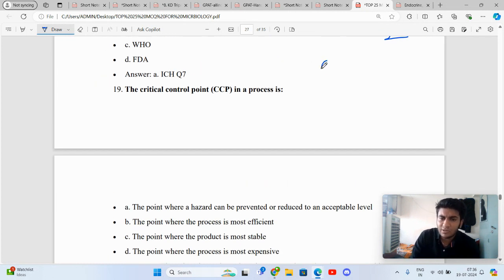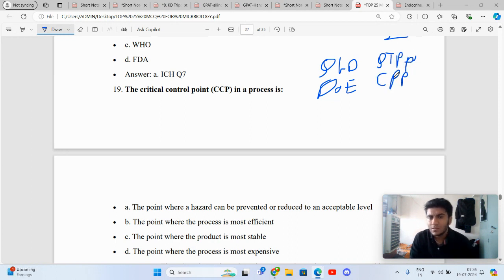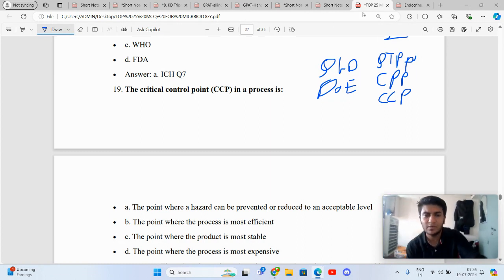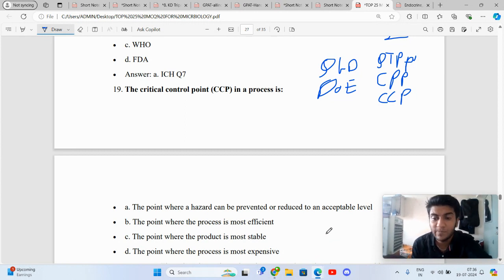So when we talk about quality assurance, you need to know certain things about QBD and DOE. There are certain tools like QTPP, Quality Target Product Profile, CPP, Critical Process Parameters, CCP, critical control points. So you need to know that there are certain points and parameters on which your entire quality assurance could be based, or design of experiments.